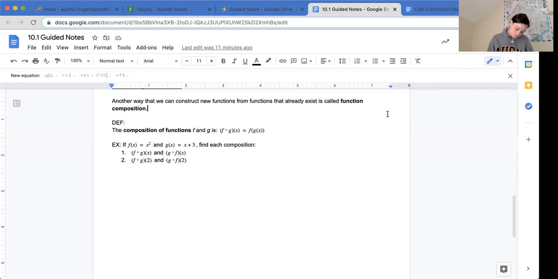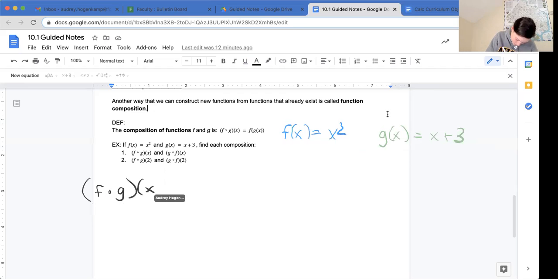Okay, so example: we know f of x is equal to x squared and g of x is equal to x plus 3. I'm going to do some color coding here. So f of x equals x squared, and g of x is equal to x plus 3. The first thing we are instructed to find is f of g of x.